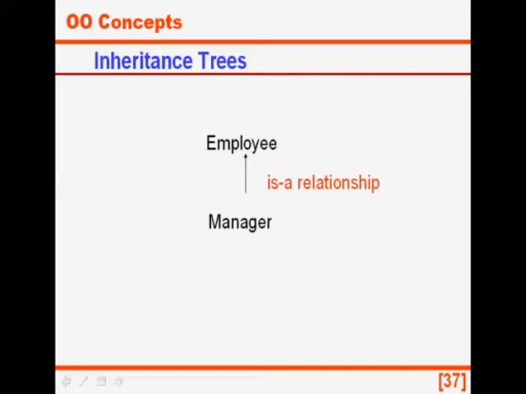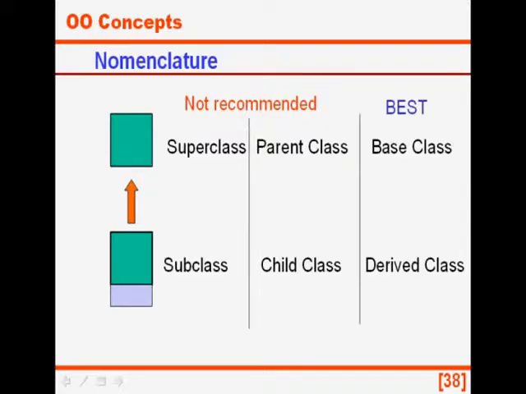Another simpler example would be the example of a manager. Manager is also an employee, but with some additional features. So manager is an employee. It's an is-a relationship. Now what is the best nomenclature when we're talking about these two classes in the inheritance tree? The best recommended one is base class and derived class. The other two nomenclatures which I do not recommend are the pairs of words superclass and subclass.